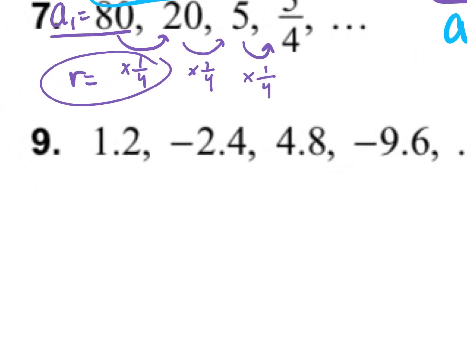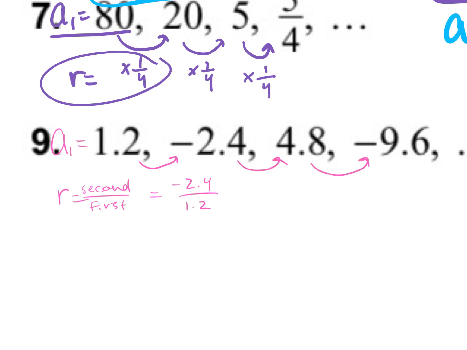Let's do number 9. So we need to figure out what our first term is and our common ratio. So what's our first term? 1.2. Now for our common ratio, remember you could always do the second term divided by the first. So we could do negative 2.4 divided by 1.2. Just throw that in your calculator. What do you get for r? Negative 2. So we're multiplying times negative 2 to get from one number to the next. So our common ratio is negative 2.